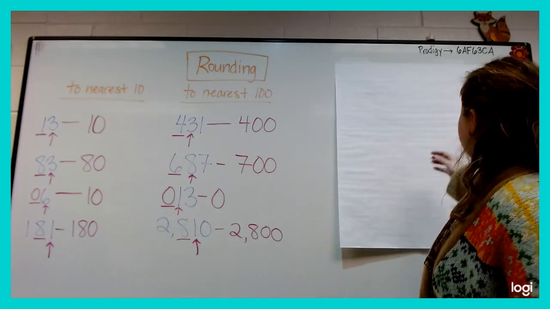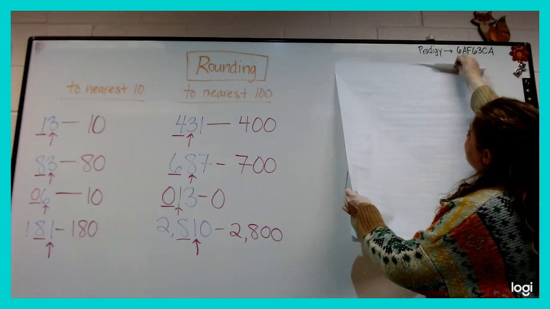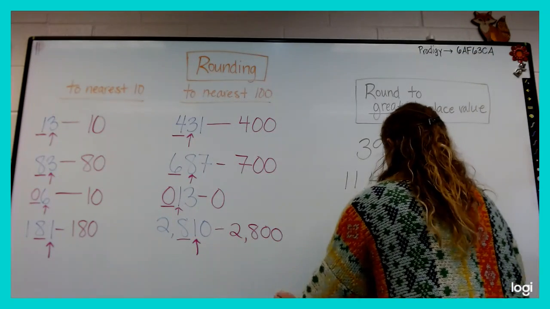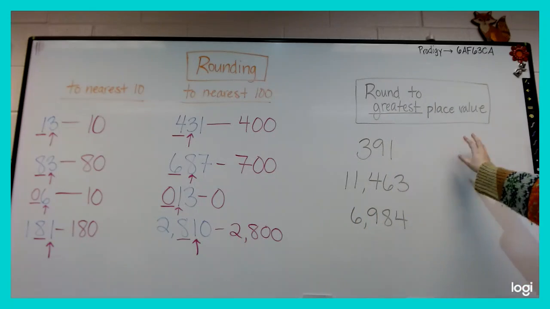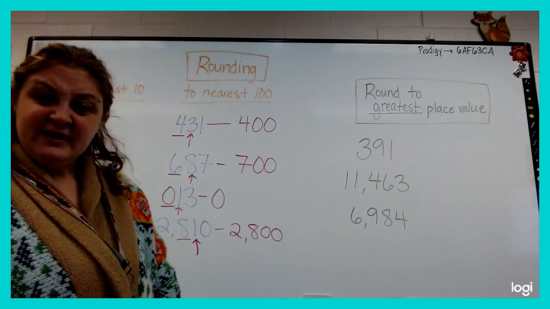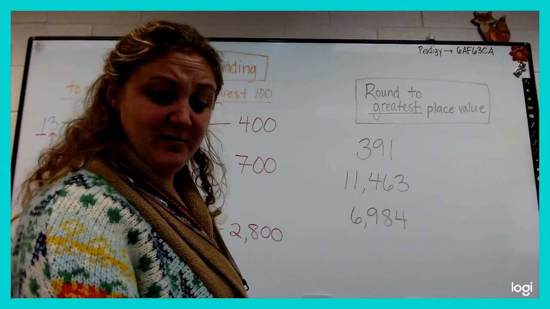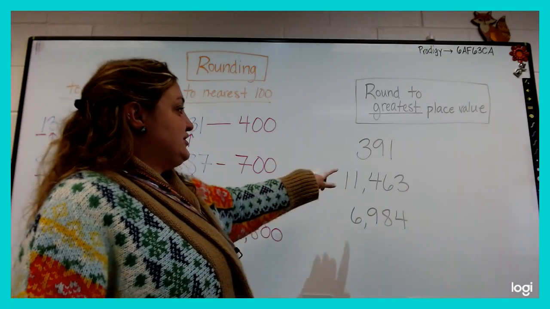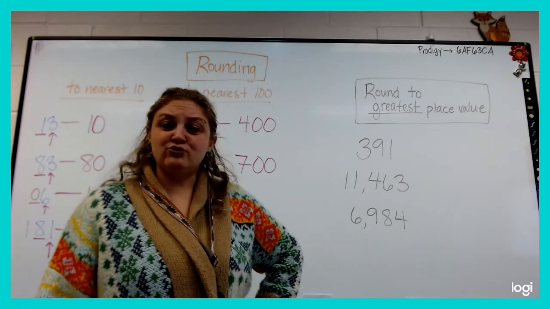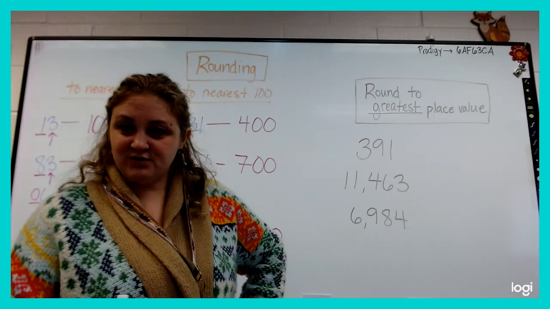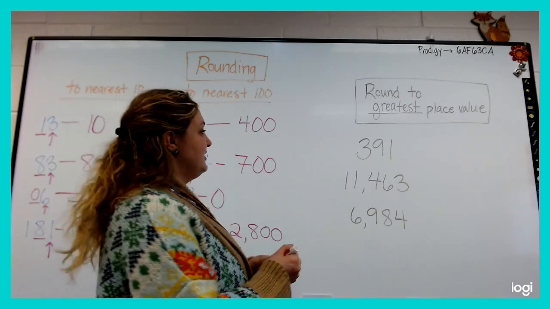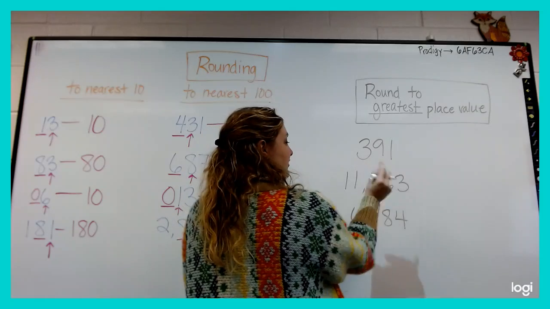So another thing you might run into on your practice is something where they'll say round to the greatest place value, okay? Now what they're saying isn't hard, it's just something you maybe haven't seen. So it depends on your number. In 391, what's the greatest place value I could choose to round to? Hundreds place? Yeah. So they want us to round this number to its greatest place.